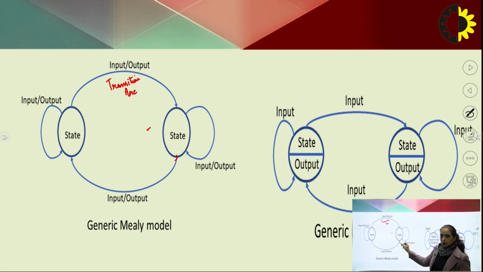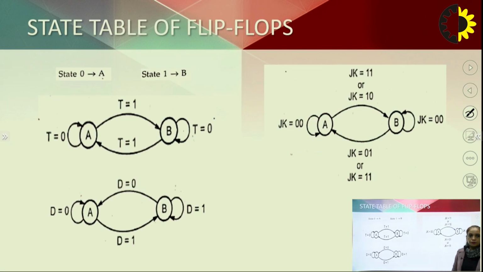These are known as your states, and in case of Moore machine, your states and the output is defined inside the state circle, and here we are going to define the inputs on the transition arcs. On the transition arc, we are only going to define the inputs. So this is some simple state diagrams of your flip-flops.